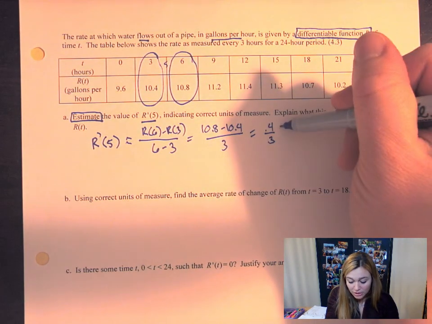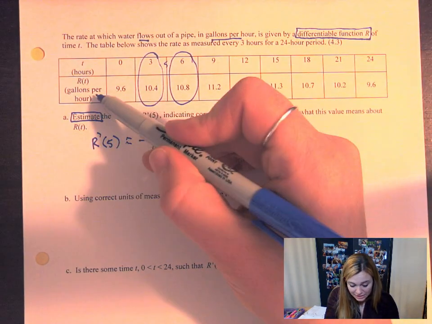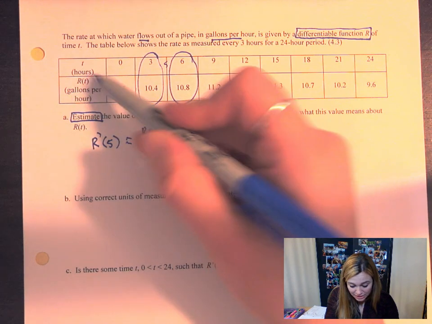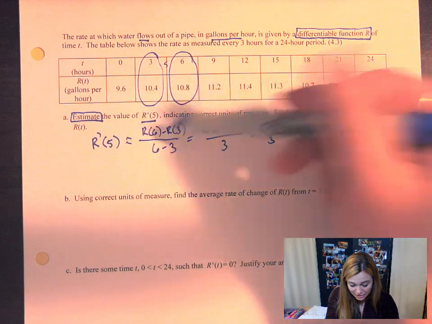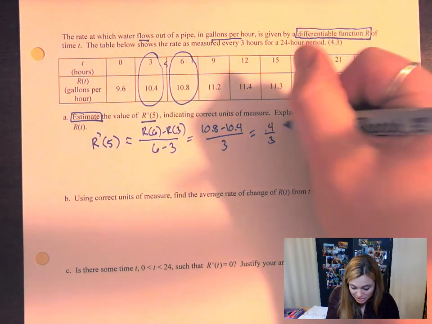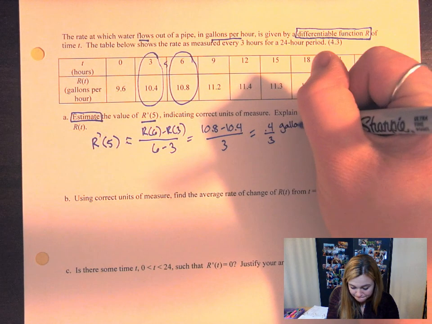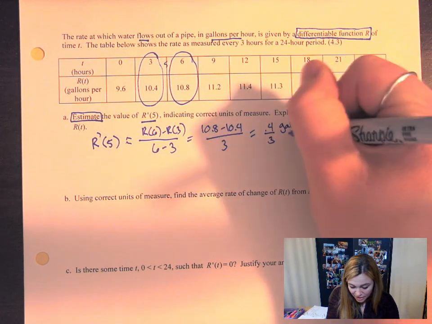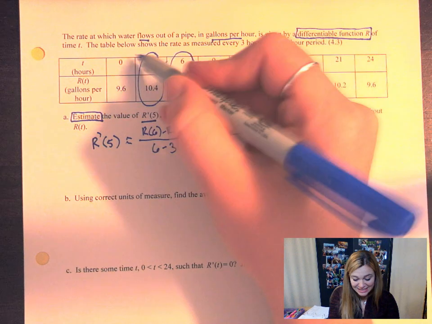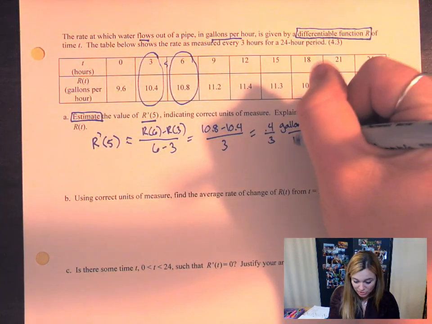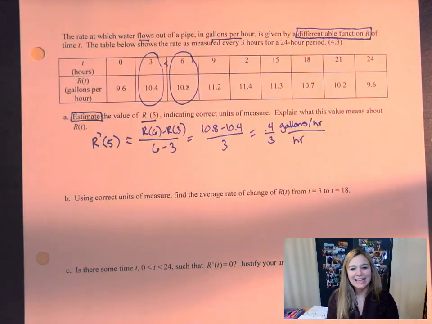So in the numerator, 0.4, it says gallons per hour. Do you see this? Because this is r of t. This was r of 6, r of 3. So I'm going to say gallons per hour. 6 minus 3 was the time. Hours minus hours is still going to be hour. So I get gallons per hour squared. That's weird, but that's okay.